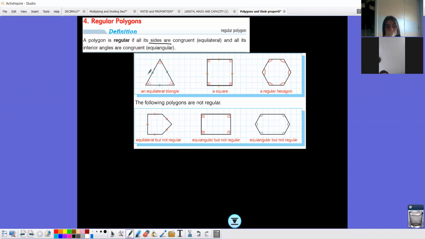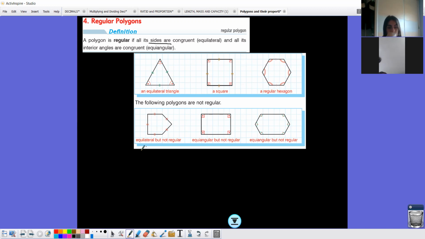So here it's given some regular polygons. For example, an equilateral triangle, because all the sides and all the angles of this triangle are the same, equal to each other. So this is a kind of regular polygon. A square also is a kind of regular polygon. And here it's a regular hexagon. So when it will say a regular hexagon, we'll know that all the 6 sides are equal to each other, and all the interior angles are equal to each other.